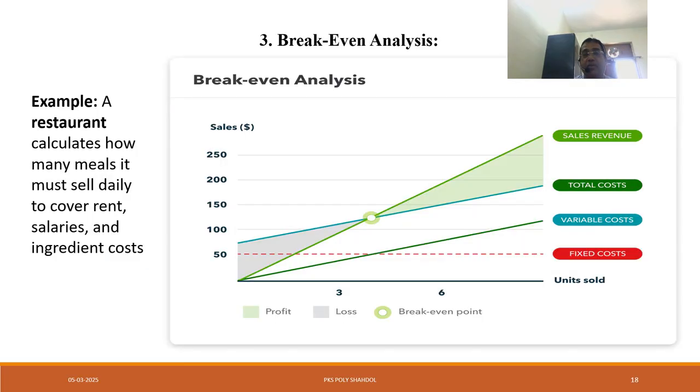This is the payoff matrix. And break-even analysis. Break-even analysis is a somewhat mathematical and graphical representation. You have noticed here that, suppose this is the x axis, and this is the y axis. If we take the sales on the y axis, and the number of units sold on the x axis, then it has two costs.